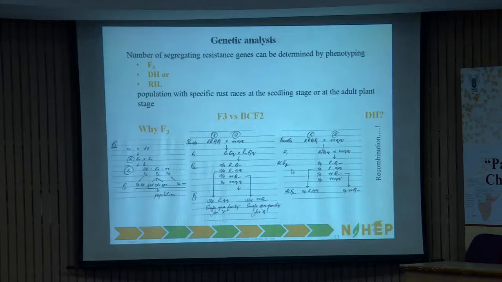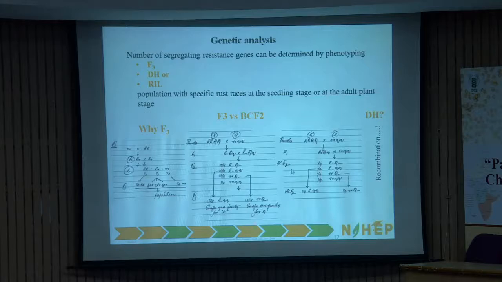And the second one is resistant for the first gene. And the third one is resistant for the second gene. And the fourth one is susceptible. So this kind of segregation you will get, and you have to isolate single gene lines. You can't map two genes all together. And it will segregate in 1:1:1:1.